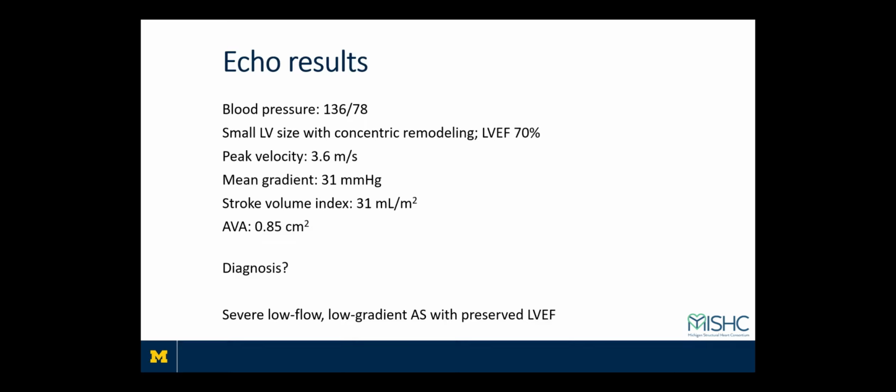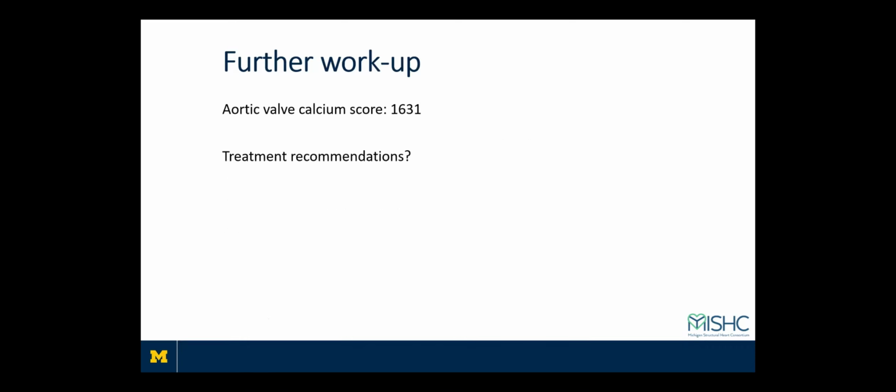It still is recommended to proceed with a confirmatory test, and some of you may have seen the aortic valve calcium score. So this patient got an aortic valve calcium score by CT scan, and it came out to be 1631, which is above the threshold of 1200. And that would be confirmatory of severe aortic stenosis according to recent guidelines. So this patient was treated with a TAVR, and again, she had improvement in her symptoms following TAVR and did well.